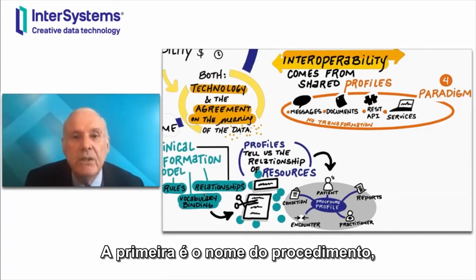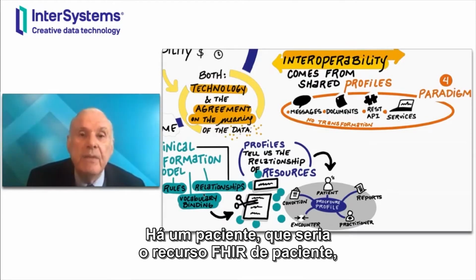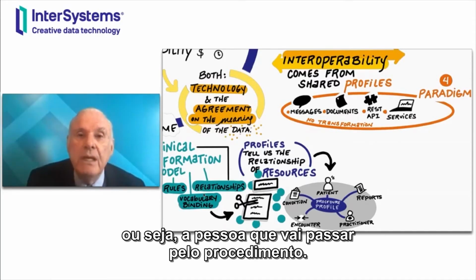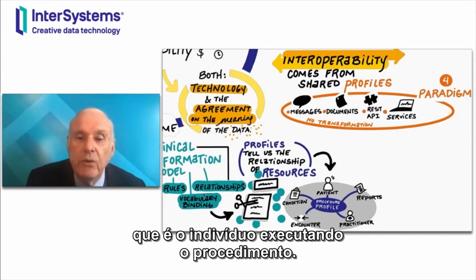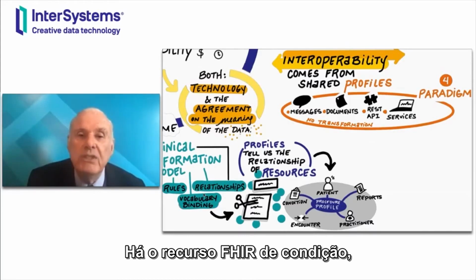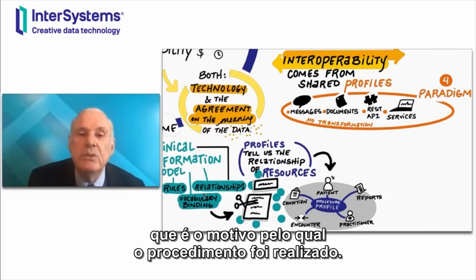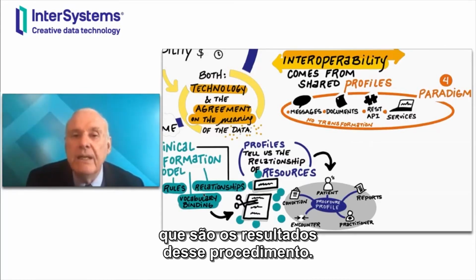common. One is there's the name of the procedure, which would be the FHIR procedure resource. There's a patient that would be the FHIR patient resource, the person on whom the procedure is performed, a practitioner resource, who is the individual performing the procedure. There is an encounter in which the procedure took place. There's the FHIR condition resource, which is the reason the procedure was performed. And for most procedures, there's a diagnostic report that is the results of that procedure.